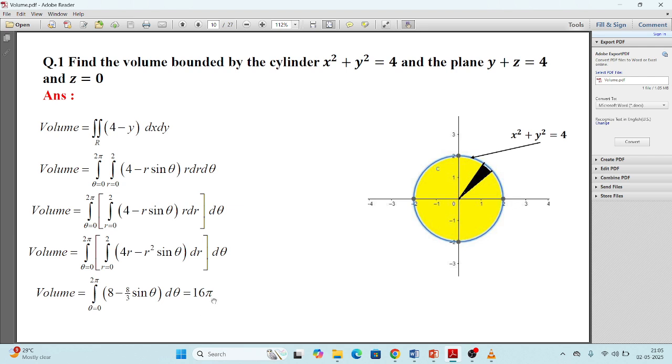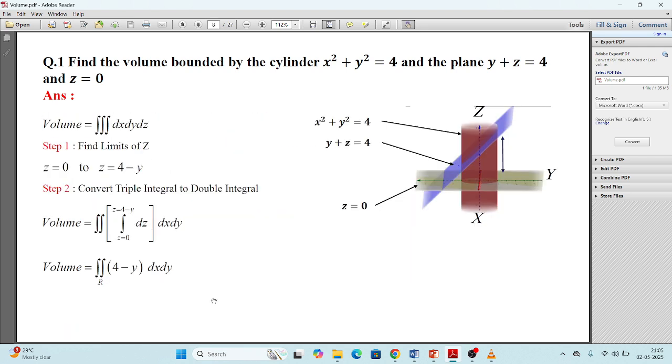So if I am going to revise this problem, we are evaluating integration with respect to z first. By observing the equations, we can decide the limit of z: z equals 0 to z equals 4 minus y. If you cannot decide which is the lower or upper limit, no issues, at most the sign will change. So z equals 0 to z equals 4 minus y. We are evaluating integration with respect to z first.